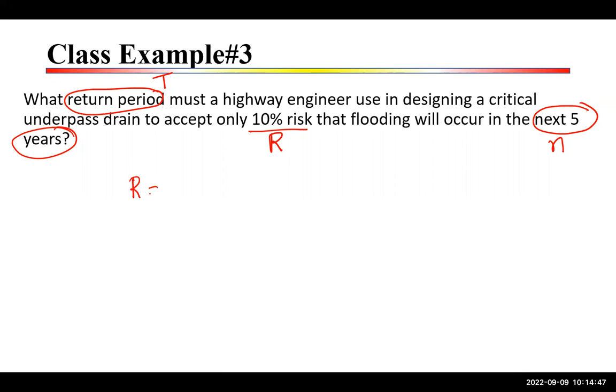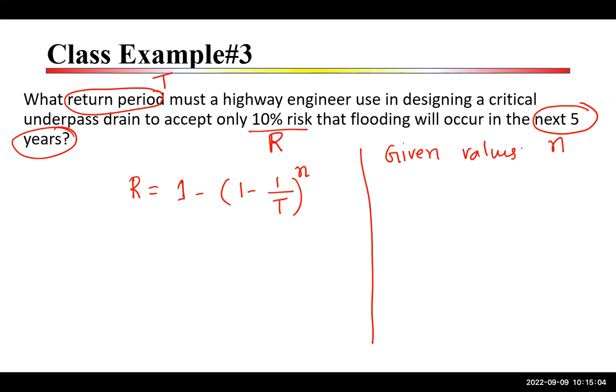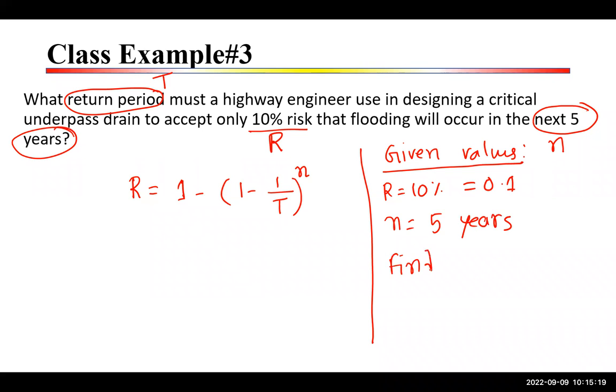So the equation is 1 minus, that is the equation. Let's write down the given values and what we need to find. R is 10%, which is 0.1, N is 5 years, and we don't know what T is. That's what we will find out. So R is 0.1.